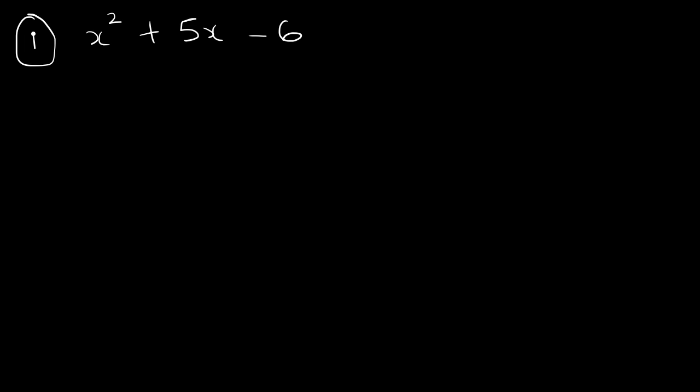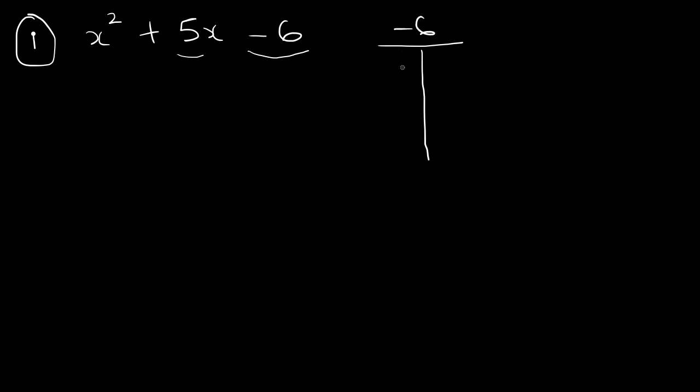Now in this problem, the coefficient of x squared is 1. And whenever the coefficient of x squared is 1, what we'll do is we'll take this constant term, which is minus 6, as our product, and 5 becomes our sum. So now we look for two numbers that will multiply to give us minus 6, because minus 6 is our product. And those two numbers, if we add them up, the result should be positive 5.